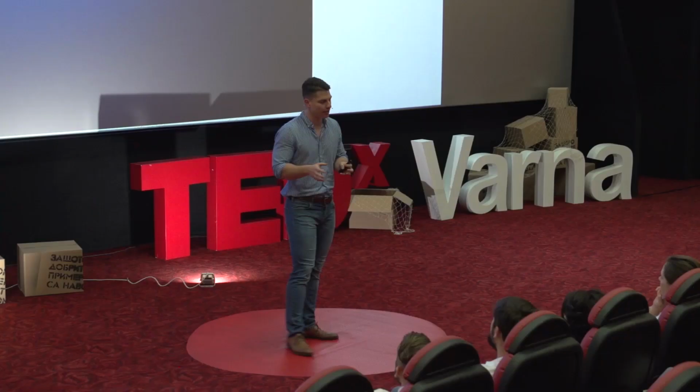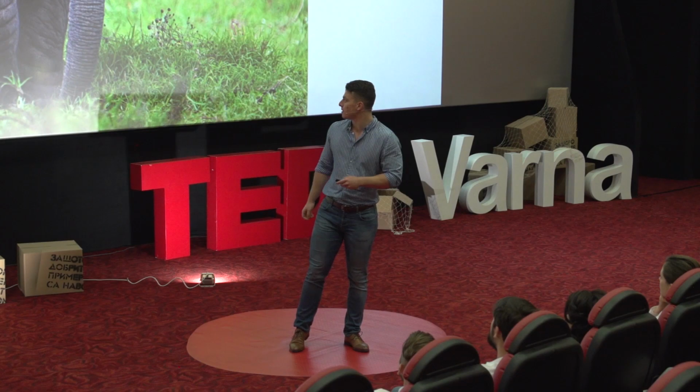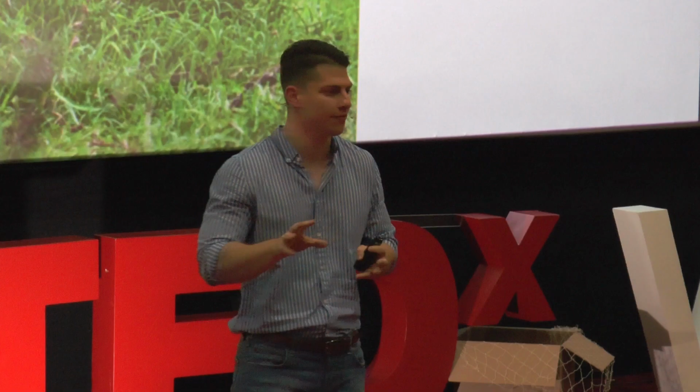It's mimicking a biological neural network. It's mimicking our brain. So when you look at this image of a baby elephant, how do you think you recognize it? You instantly recognize this image of a baby elephant. You know that this is an elephant, right?